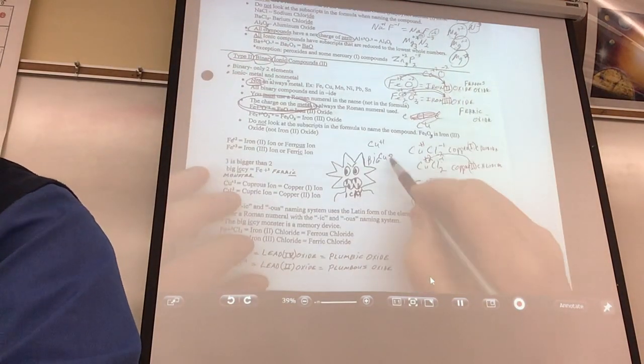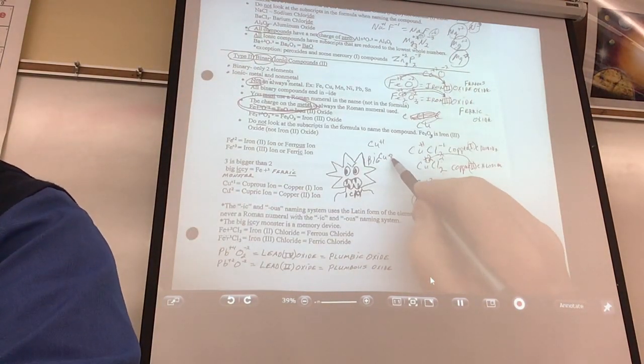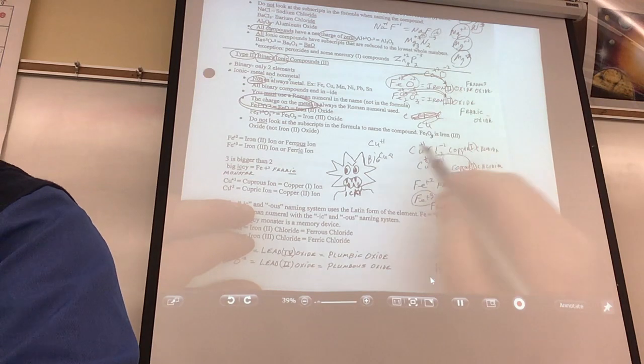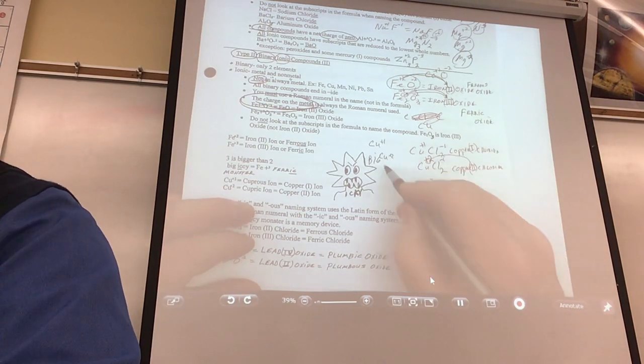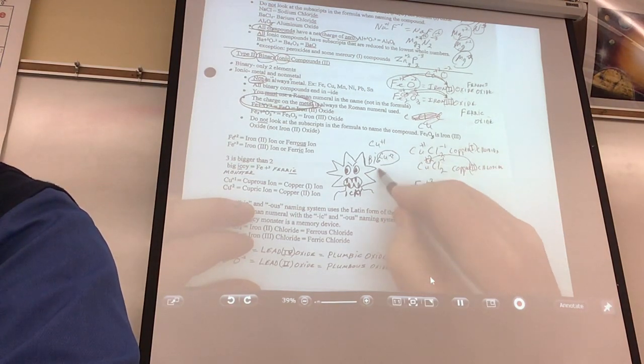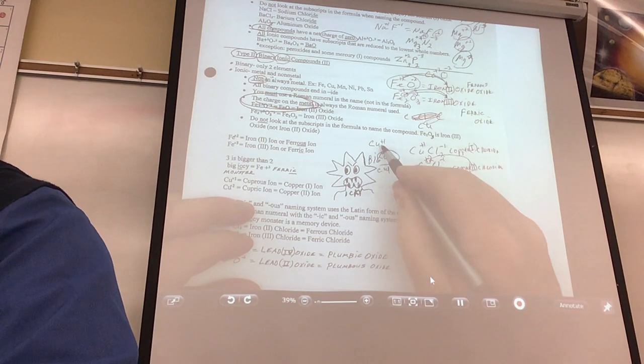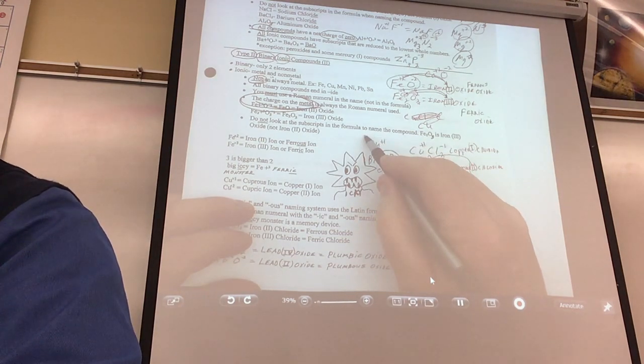Now, look at here. Which one of these is the big, icky copper? Who's bigger, 2 or 1? 2. So, the Latin word cuprum, what's another? Yes, the other name for the big, icky copper is cupric ion. And what about this guy? What's the not so big? Cuprous.